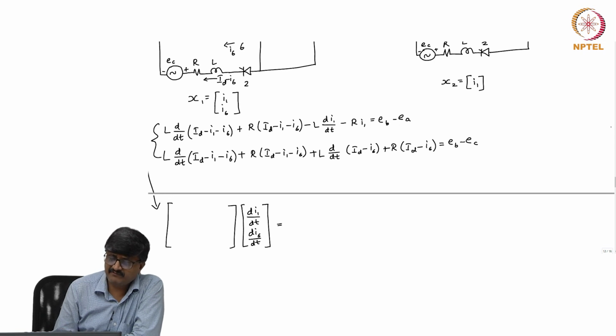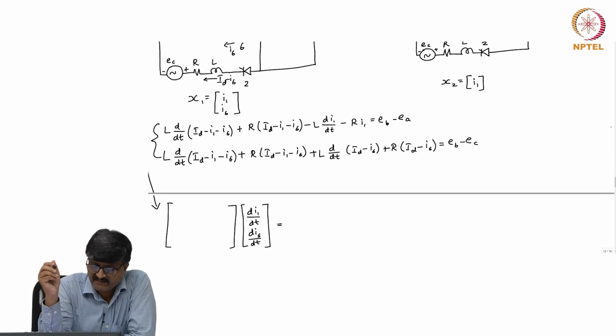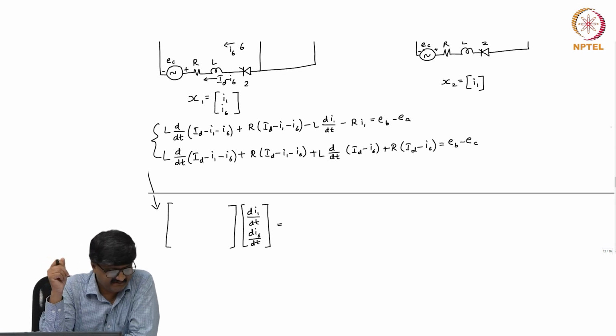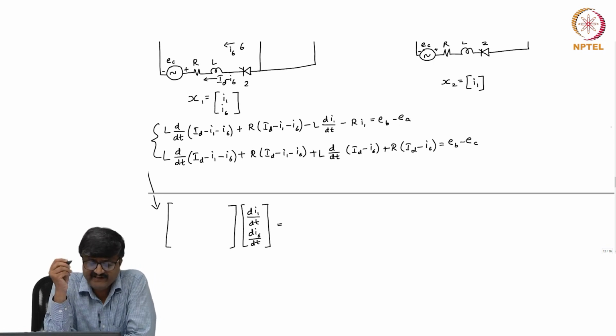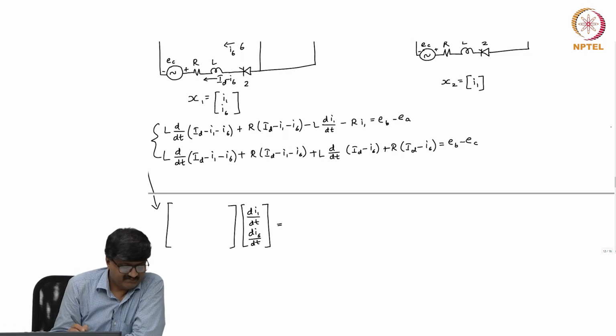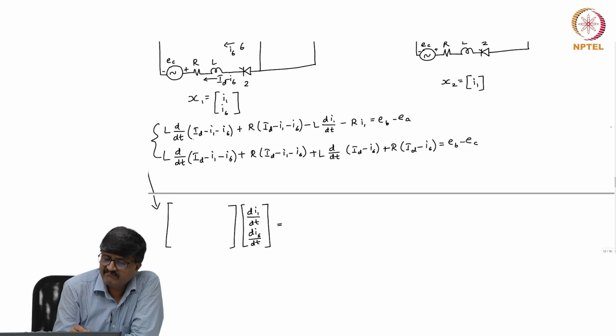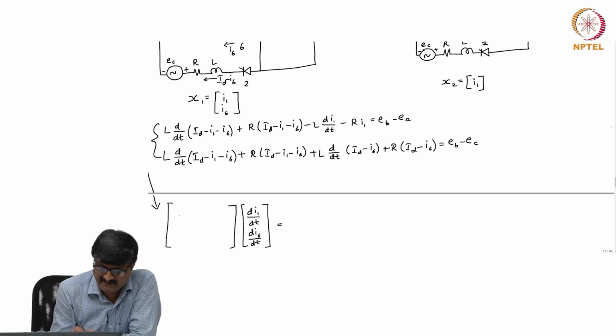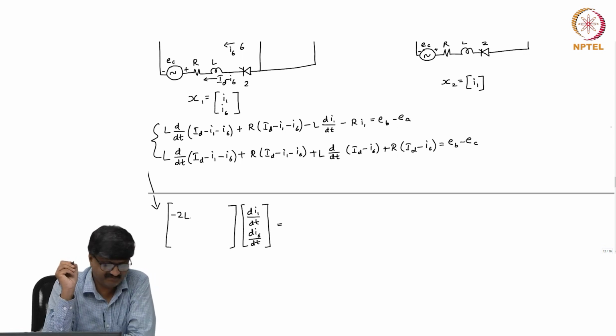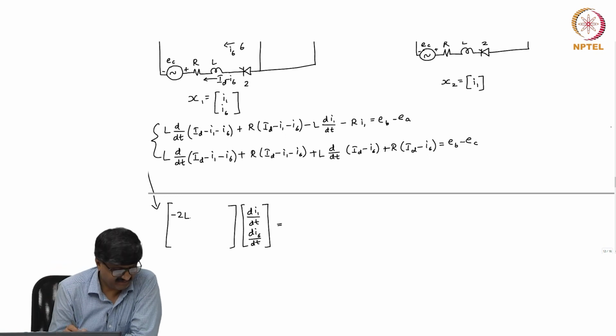So, I have to see what the coefficients of dI1/dt and dI6/dt are in the two equations. If I take the first equation, the coefficient of dI1/dt: there is a minus L dI1/dt, and there is one more minus L dI1/dt. So the coefficient of dI1/dt in the first equation is minus 2L. The coefficient of dI6/dt is minus L in the first equation.